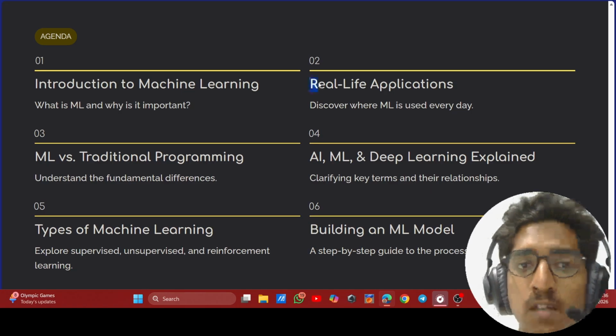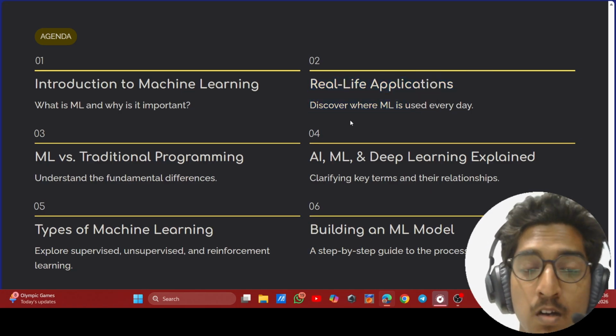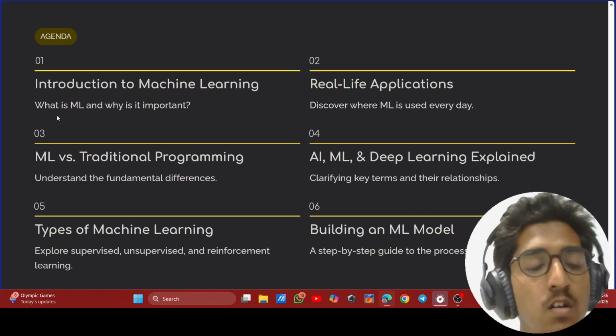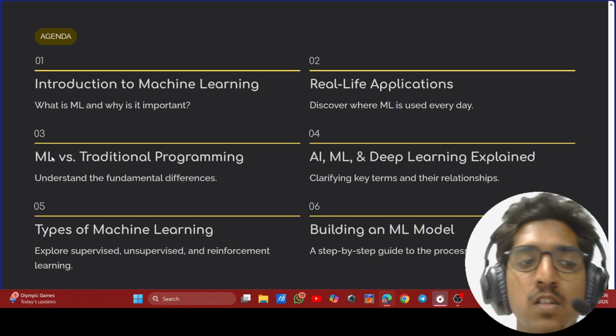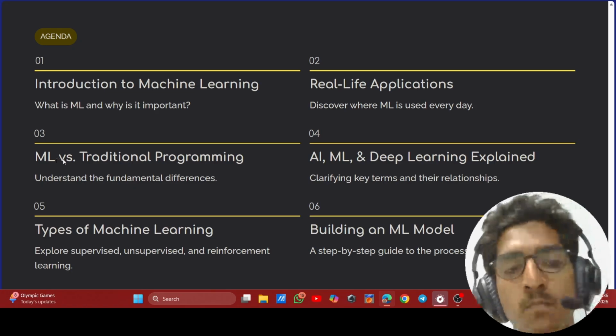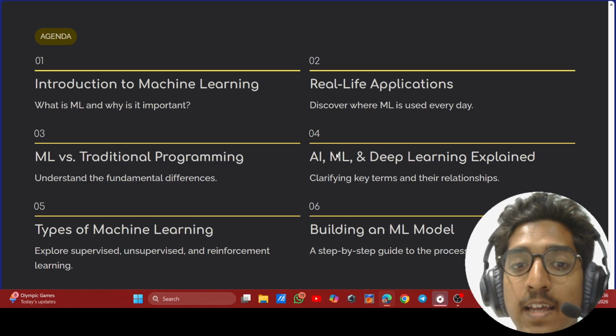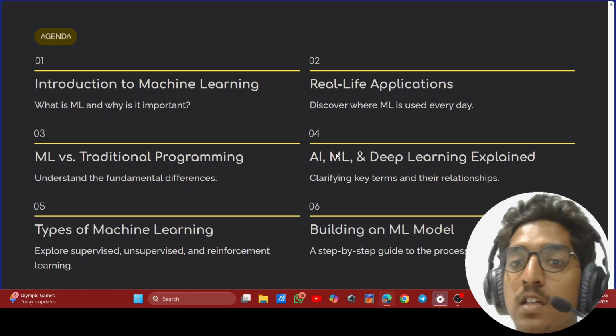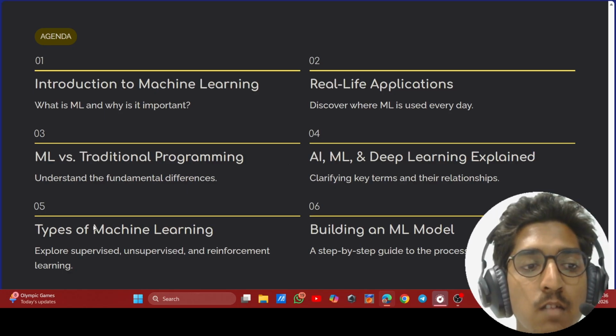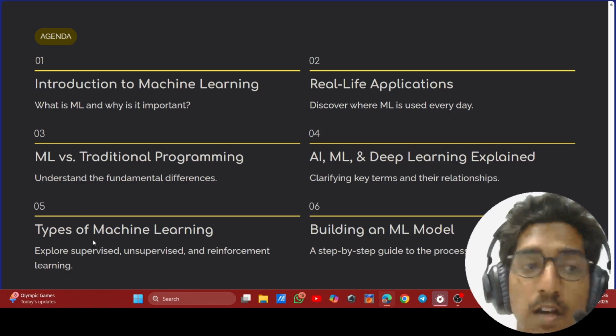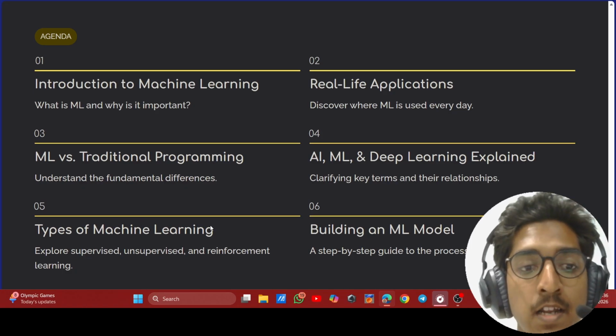Then next we'll be seeing about the applications of machine learning, like where all ML is used in our daily lives. Next, we'll be seeing the difference between ML and traditional programming. And next, we'll be seeing AI, ML, and deep learning. Then next, we'll be seeing about the types of machine learning, that is supervised, unsupervised, and reinforcement learning. We'll be seeing each one of them in detailed manner.